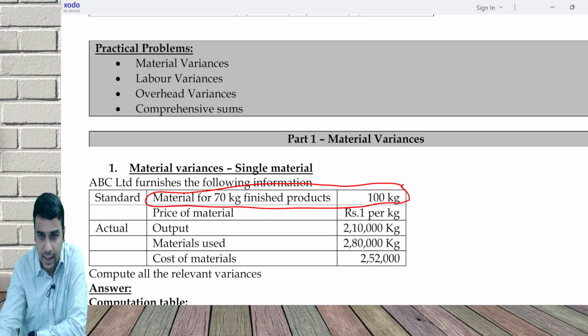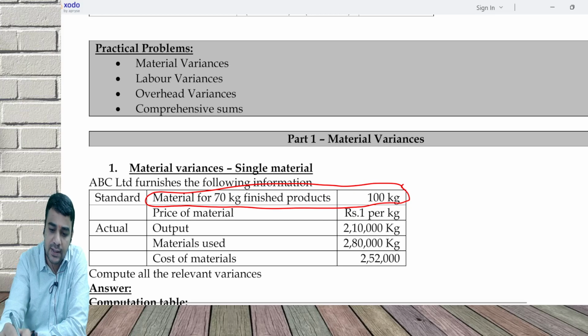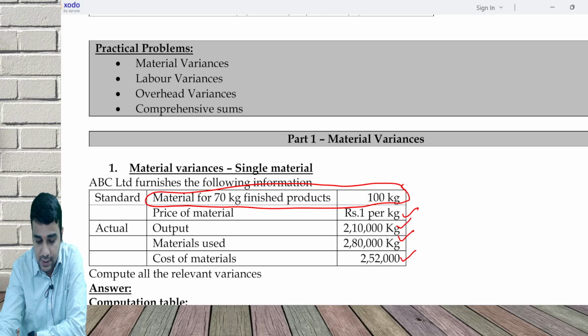In reality, anything can happen. Price of material, this is the standard price. Then actual output, actual material use, actual cost. Calculate all relevant variances. Now first we need to decide, is it a single material or multiple material. What is multiple material? Material A, B, something like that.